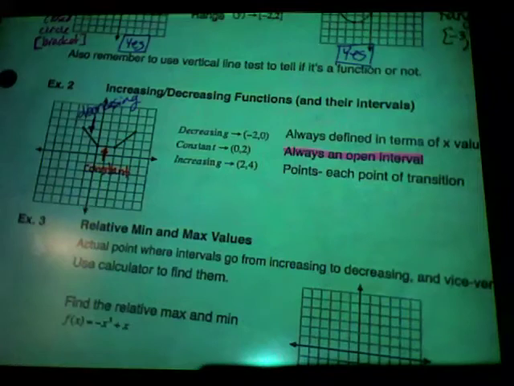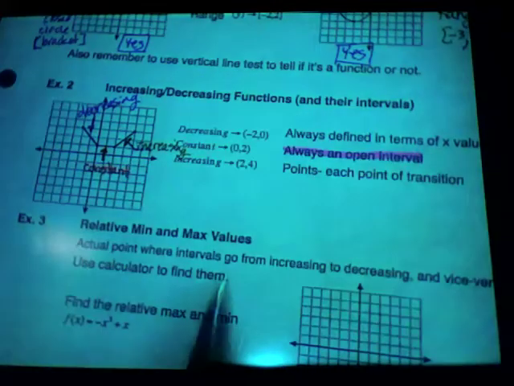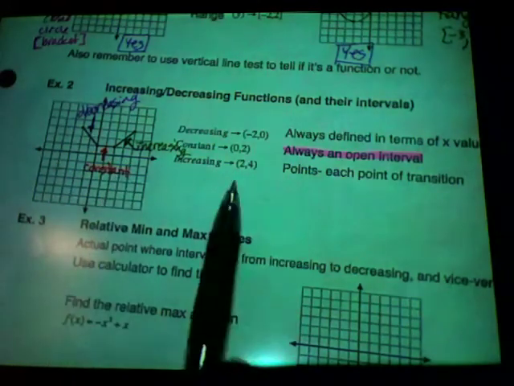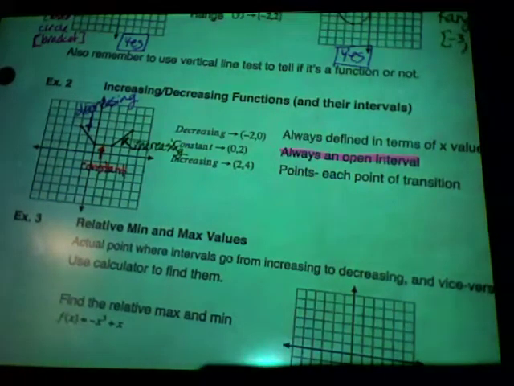And then finally we have increasing right here. And it's increasing starting at 2 and stopping at 4. So from 2 to 4, it increases. Not every graph will have a decrease, an increase, or a constant.